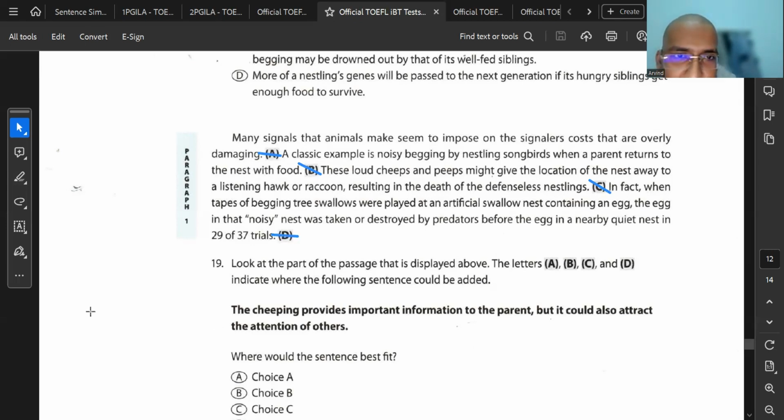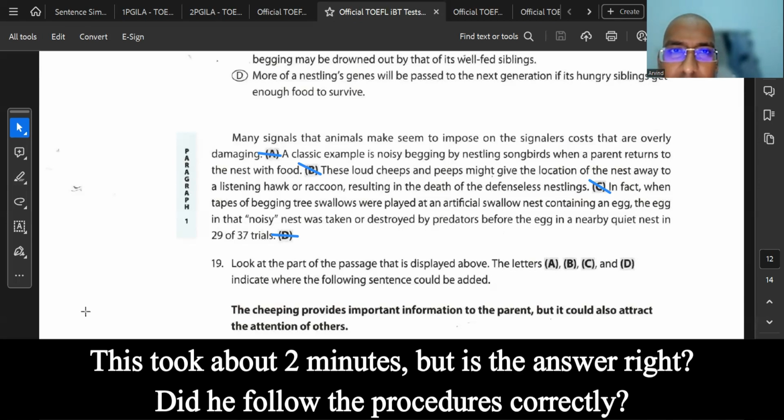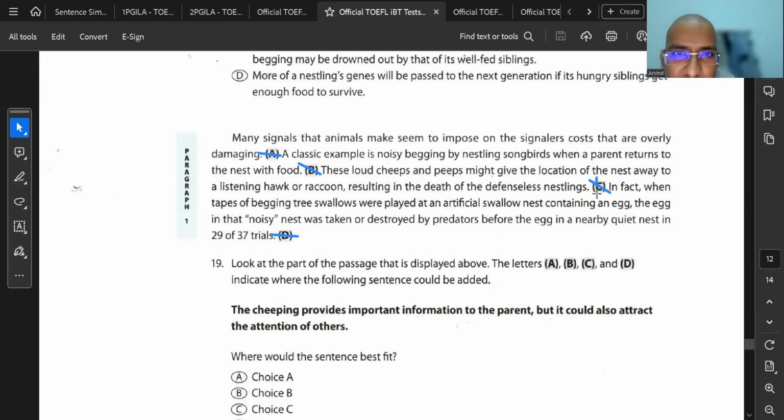Yes, okay. To choose between B and C, let's see. I will go with C. We'll go with C. Okay. Now, I'm not going to tell you the answer yet. What I will say is this.